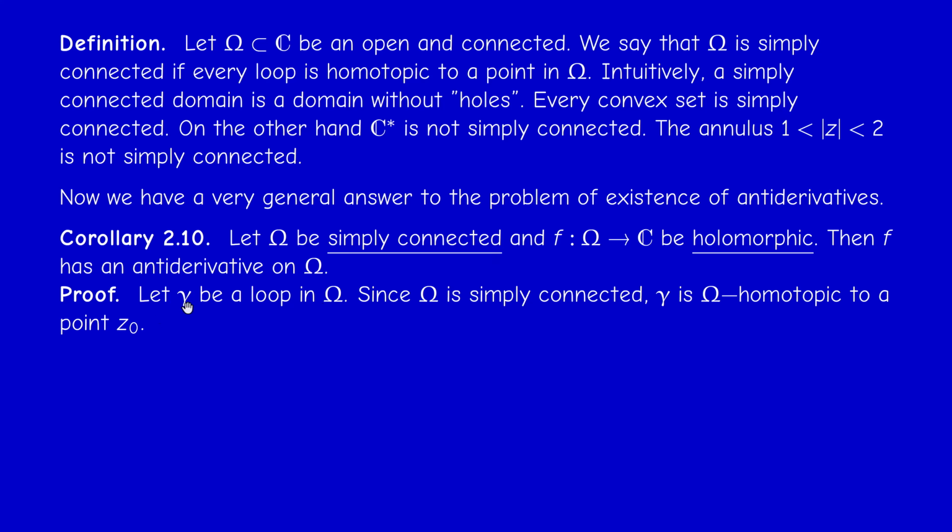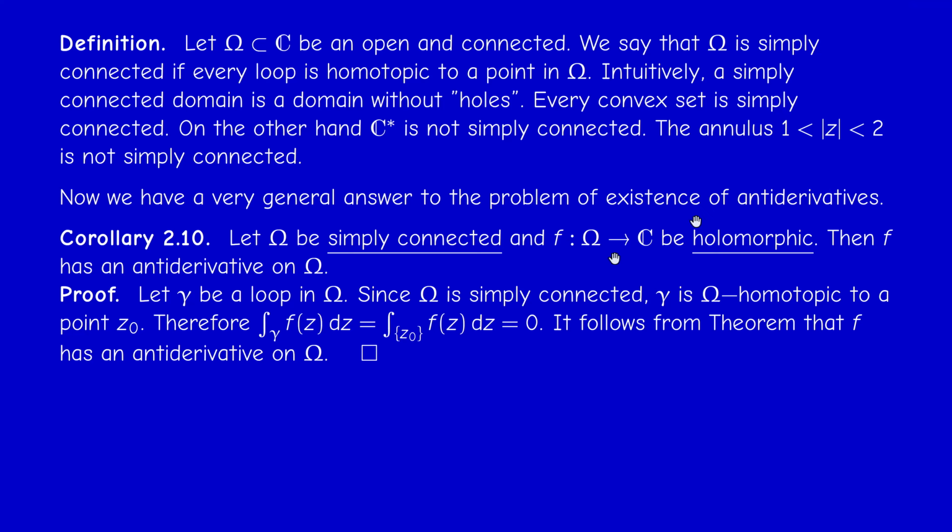So why is this so? Because if you take a loop gamma in omega, then because omega is simply connected, gamma is homotopic in omega to a point z0. And therefore, by Cauchy's theorem, the integral over gamma of f is equal to the integral over the constant loop. When I say that gamma is homotopic to a point, by a point I mean a constant loop: gamma of t is z0 for all t between 0 and 1. So the integral over gamma is the integral over the constant loop, which is 0. And now, recall our first theorem in the beginning of this chapter, theorem 2.1: f has an antiderivative, because the integral over any loop is 0.